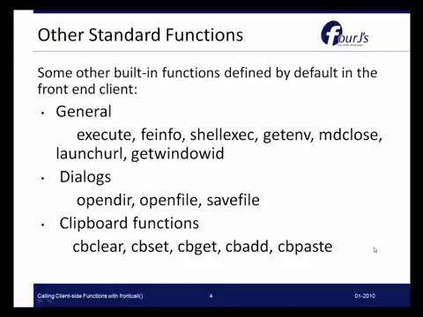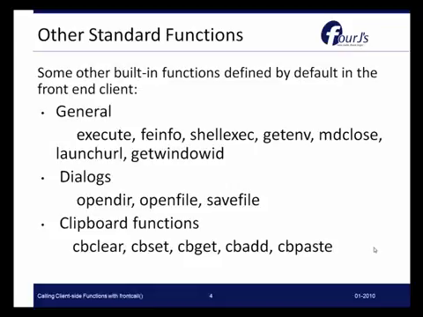Now there are other built-in functions that can be used from the standard module, and they are: execute, which is to run a command on the client machine; feinfo to return the front-end properties; shellexec to open a file on the client machine with the associated program; getenv reads an environment variable; mdclose unloads a library; launchURL launches a URL or mailto program; and getWindowID returns the node ID for the current window.